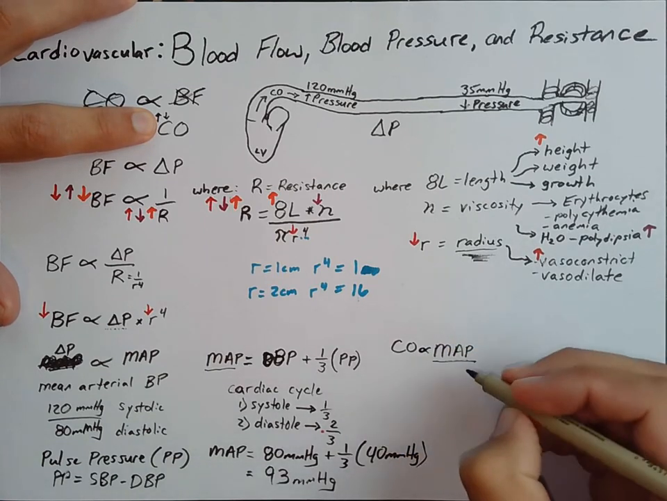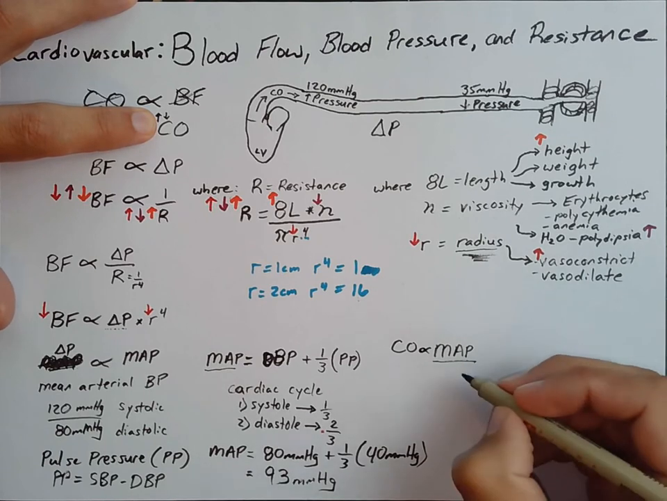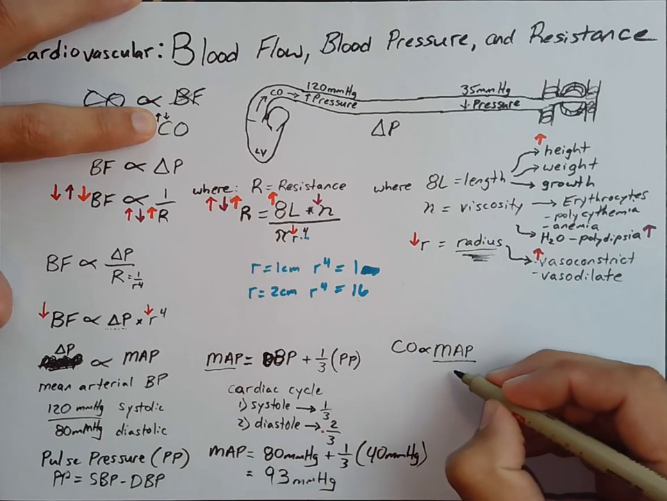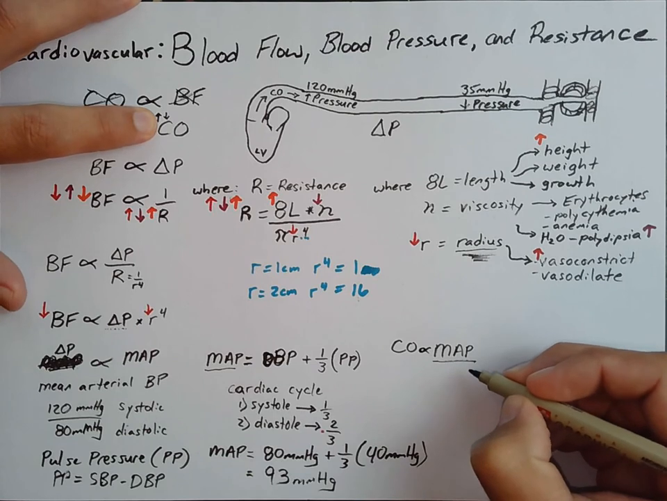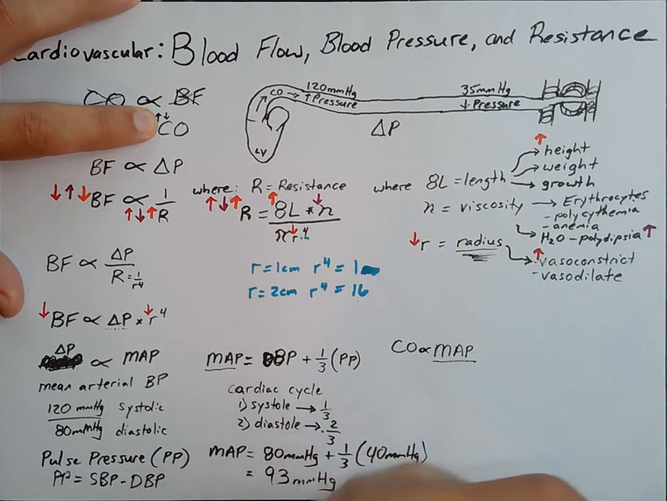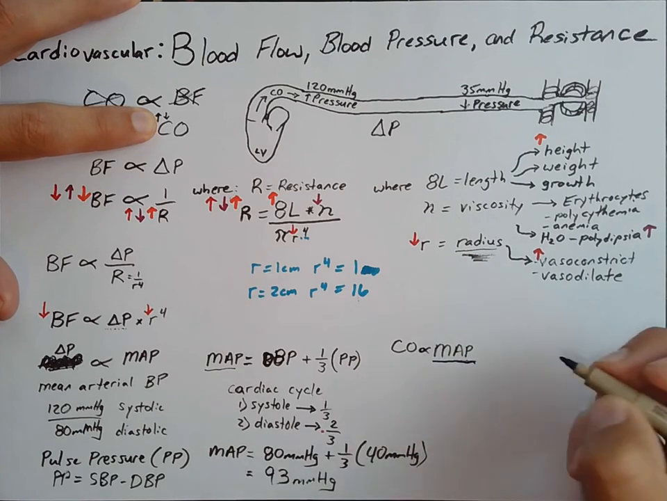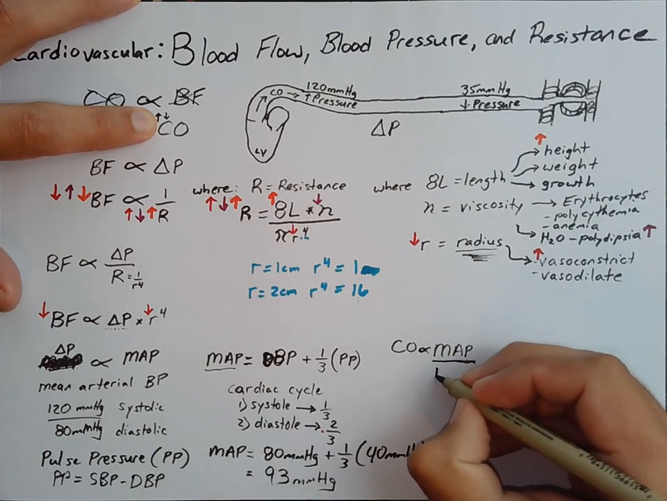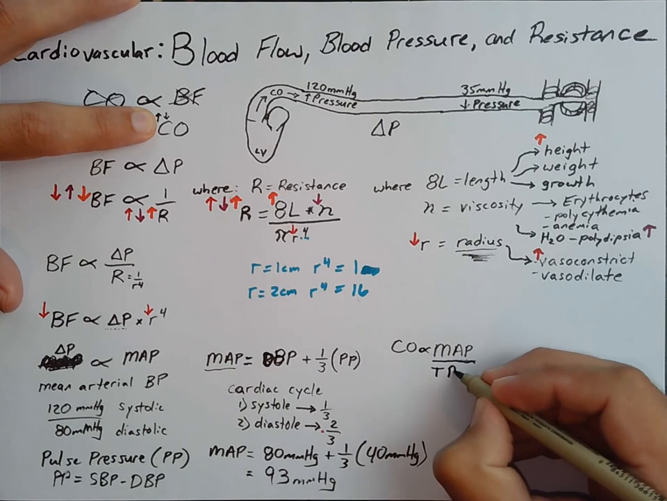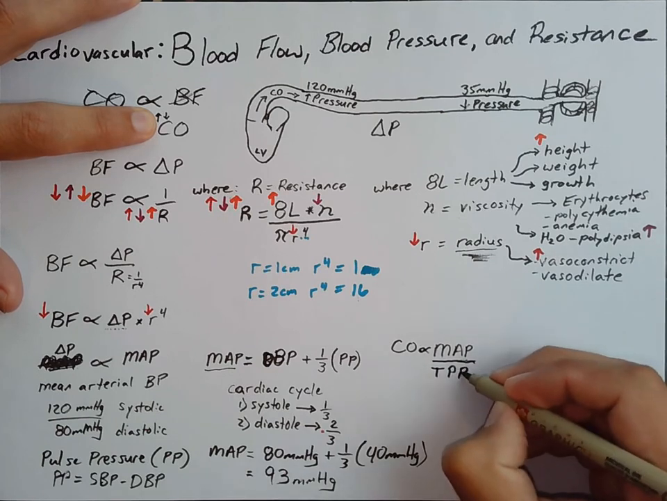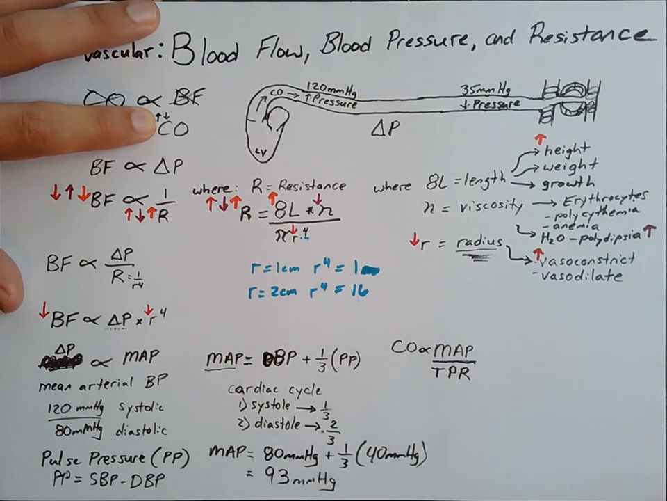And what else do we have going on? We have resistance. And really what we're interested in is all of the resistance that's going on throughout the entire body, all systemic, all peripheral resistance. And we end up calling this TPR, total peripheral resistance. So let's solve for MAP.